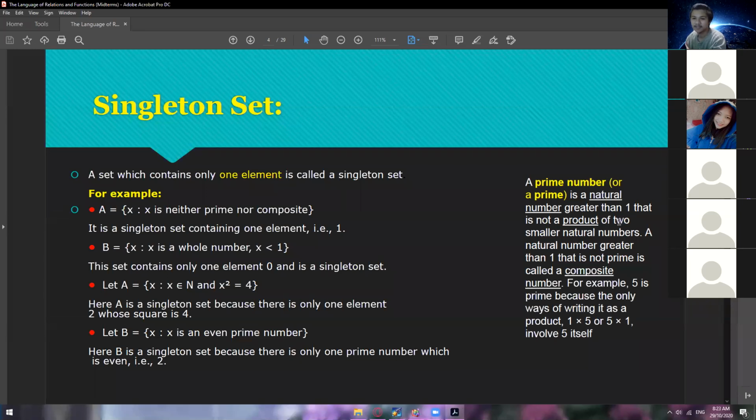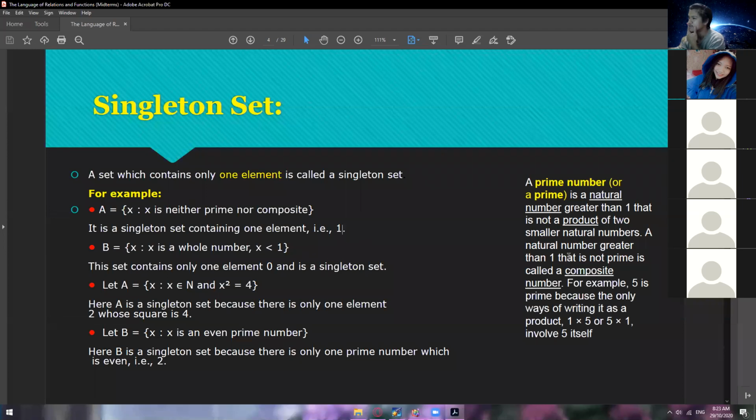I'm sorry, I've interchanged it. Wait a second. Neither prime nor composite. So it says here this one is not a prime number or composite, but I have an incorrect example. Wait, let me see. When we say prime number, it should be greater than 1, and it should not be a product of two smaller numbers. This one is not a prime number anymore since this one is 1.